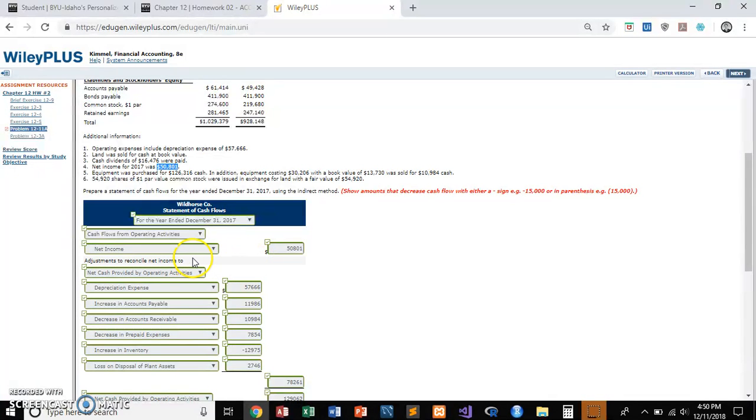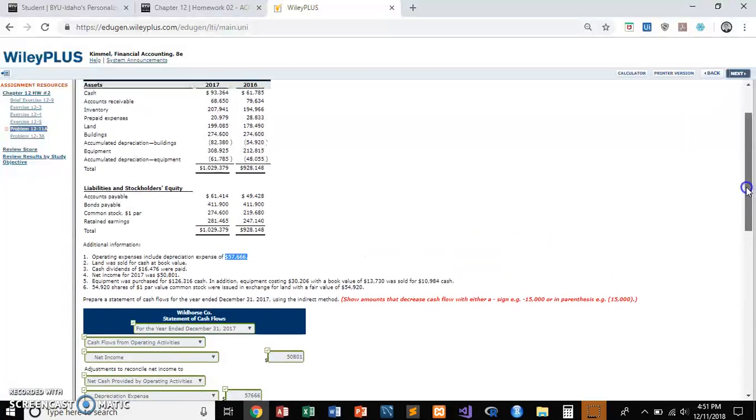And then we've got adjustments to reconcile net income to net cash provided by operating activities, and we go down and list all of those out. So we have the depreciation expense, which it tells us that exact number up here, $57,666.